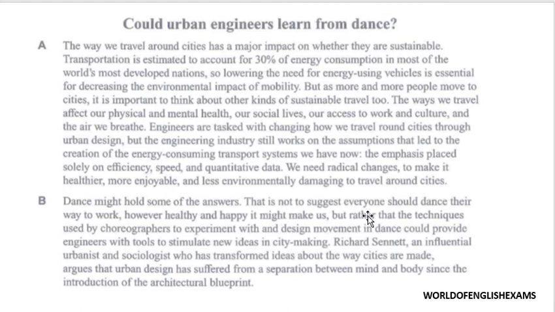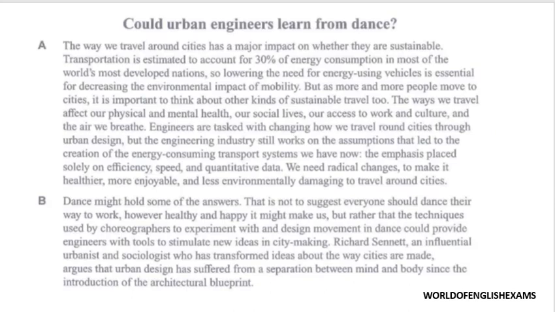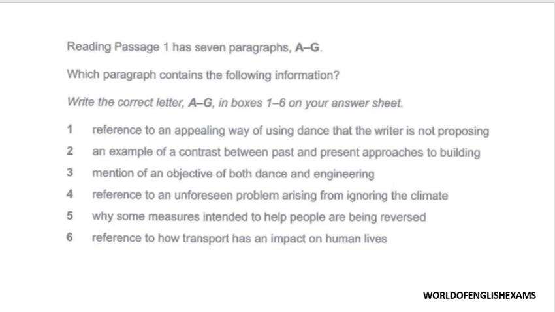This is not to suggest everybody. That means dance is one of the ways, but is the writer suggesting us to use dance? No. So which question gives this information? Reference to an appealing way of using dance that the writer is not proposing. So proposing is paraphrased as suggesting here. This is not to suggest everybody. That means the writer is not suggesting us. So the answer for the first question is B.